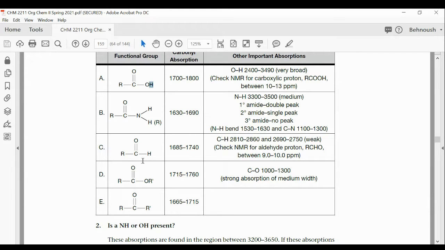And with that peak, you also get the hydrogen, two signals at 2700 and 2800. So you get all three of them that would say you have an aldehyde. So it depends on the location. Basically, you have to memorize and know the approximate location for each functional group.